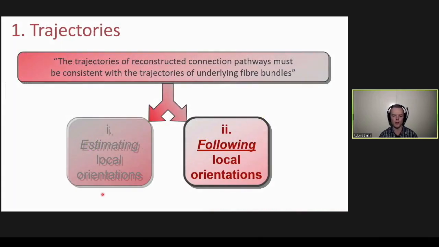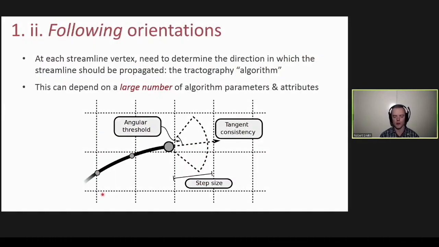Secondly, following the local orientations, this is the role of the particular streamlines tractography algorithm that you're using. The basic premise is you've got a streamline, you're at a particular vertex in three-dimensional space, and you need to determine the direction in which the streamline is going to propagate. A few things typically referred to in this context: you'll have some kind of angular threshold. You don't want streamlines to bend too much. You don't want them to instantaneously loop back upon themselves. And you'll regularly see reference to the step size, which is simply the distance in 3D space between the vertices.